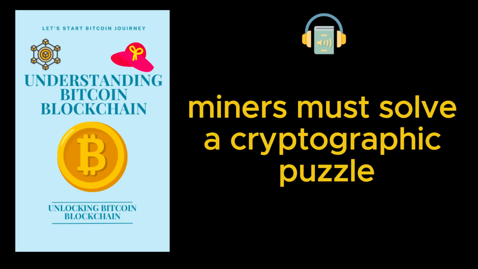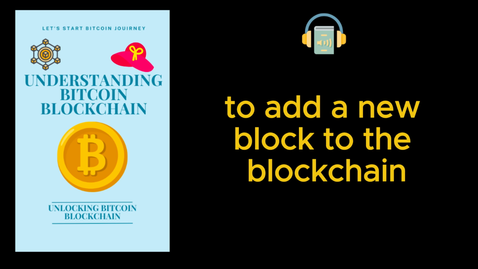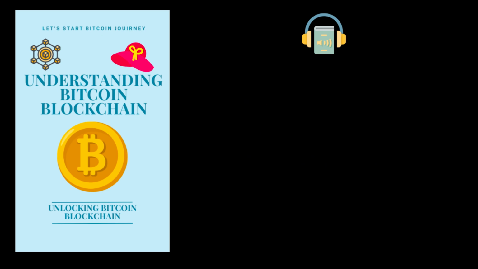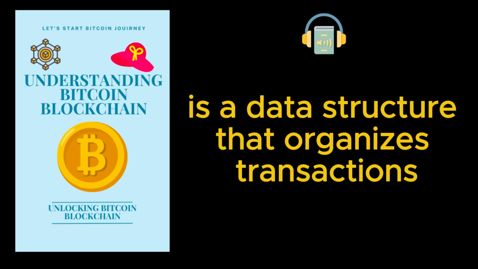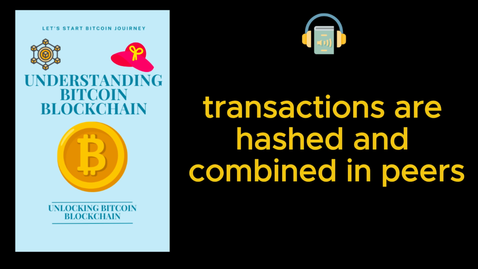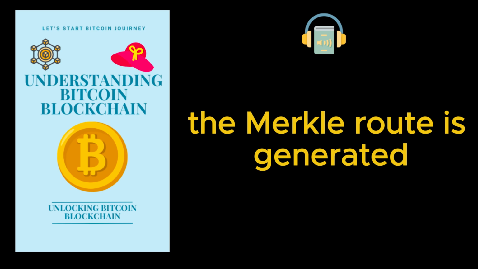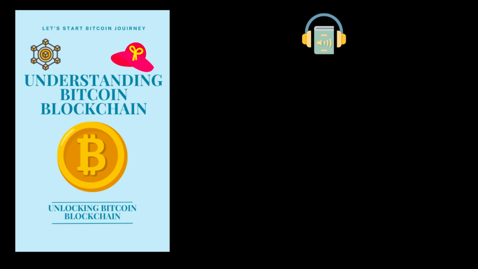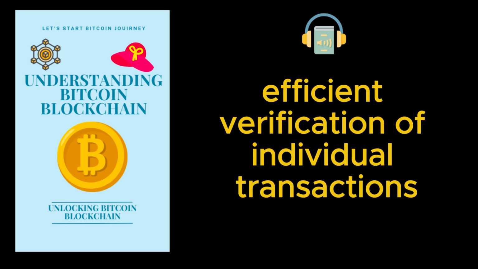Miners must solve a cryptographic puzzle by finding a hash with specific properties to add a new block to the blockchain. Merkle tree. A Merkle tree is a data structure that organizes transactions in a hierarchical manner. Transactions are hashed and combined in pairs until a single root hash, the Merkle root, is generated. The Merkle root is included in the block header and allows efficient verification of individual transactions.